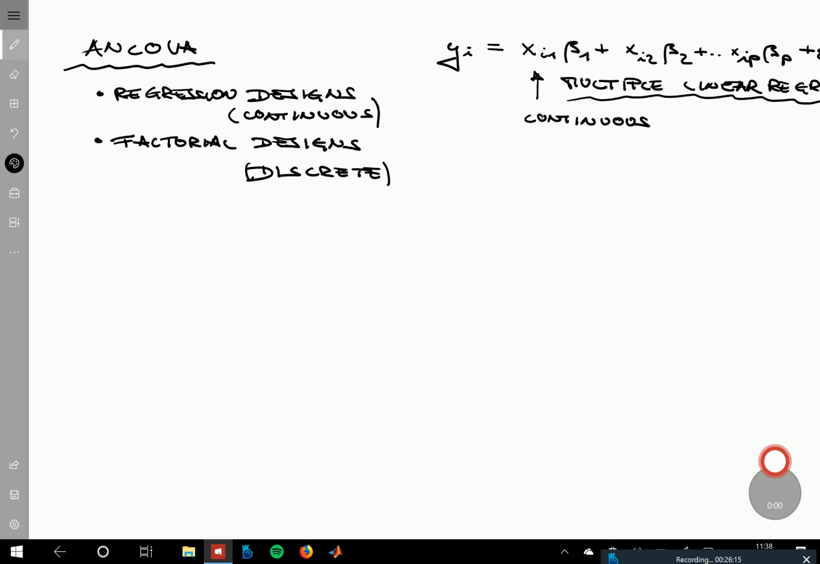But in ANCOVA you have both dummy variables, these ones and zeros that we've now seen for ANOVA quite a lot, and regression-like columns like you have in the case of multiple or simple linear regression. So that's the characterizing feature of ANCOVA designs.